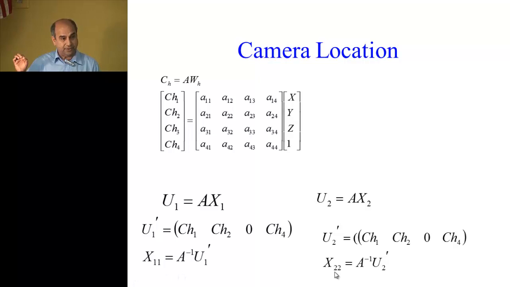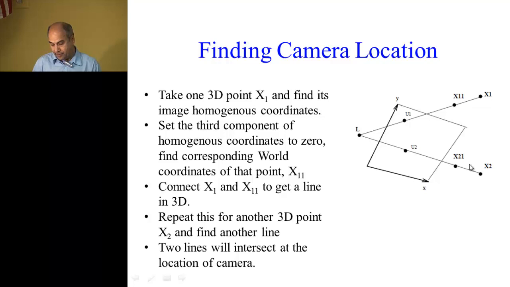Here, so this is x1, and this is x11, this is x2, x11. We can draw a line here, we can draw a line, they intersect, and that's the location of the camera. That's it. It's pretty simple.